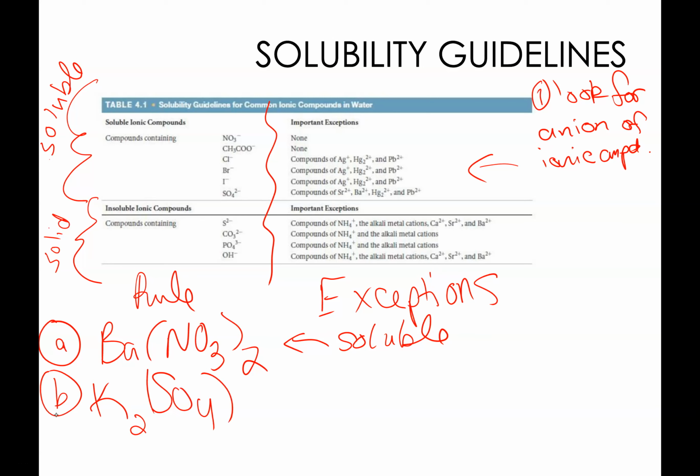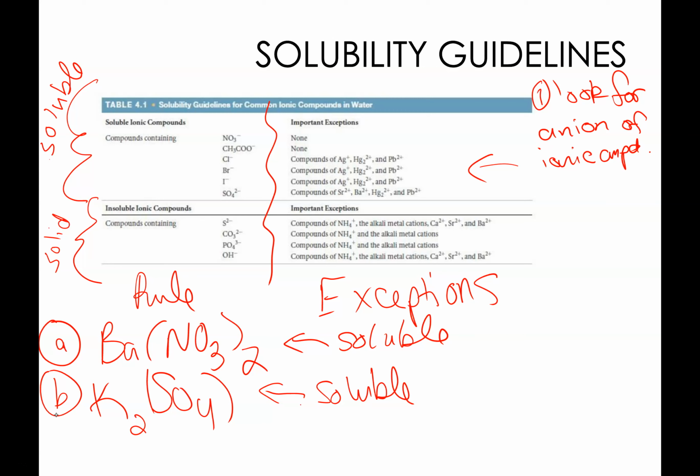sulfate. Okay, so we're going to look up again by the anion, sulfate, which is on the bottom of my soluble part of the table, and it says that all compounds containing sulfate are soluble, with the exceptions of these 4 metals being attached. Now, potassium is not one of the 4 metals, so it does not fall under an exception to the solubility rule, which means that it must be soluble, due to the fact that all sulfates are soluble and potassium is not one of the exceptions.